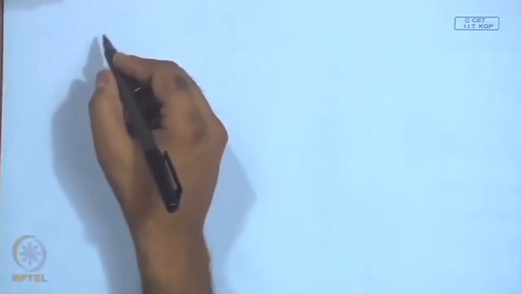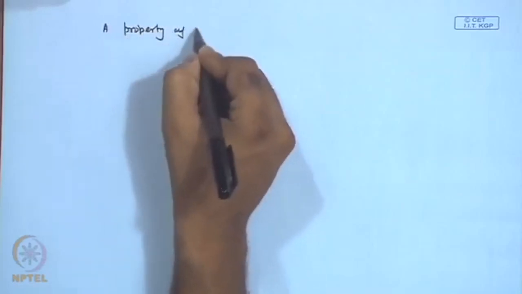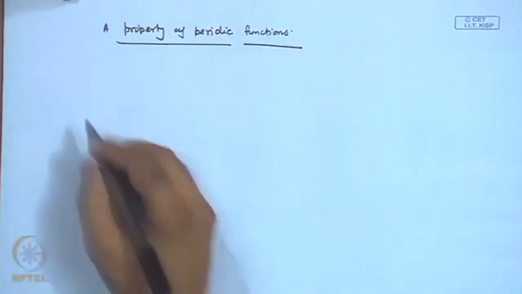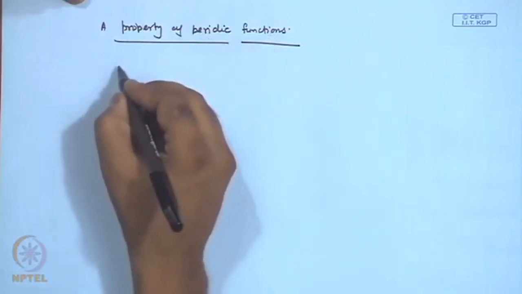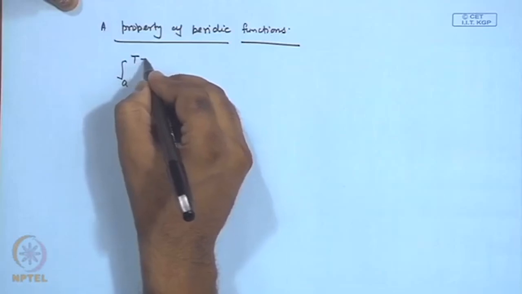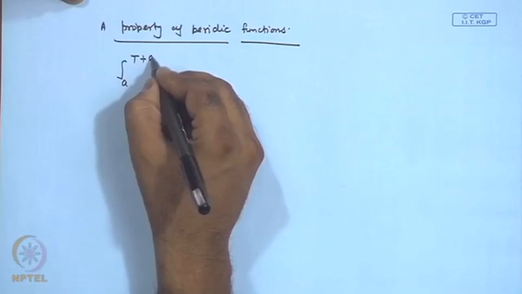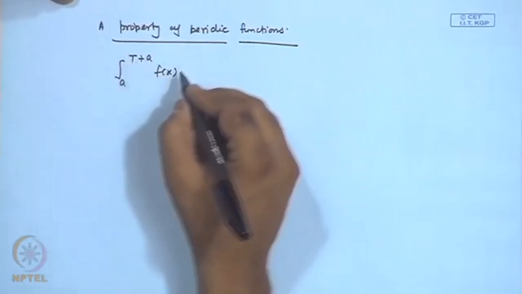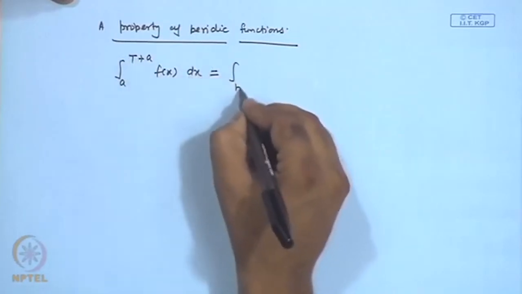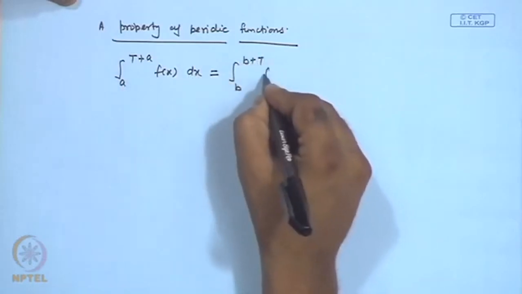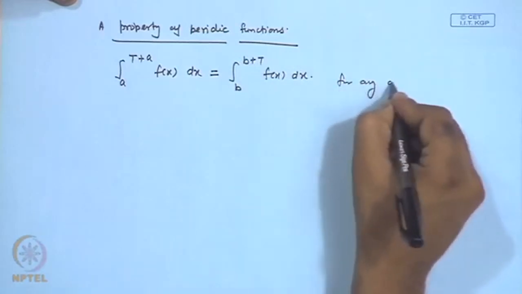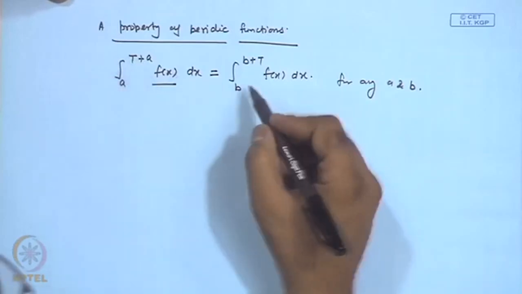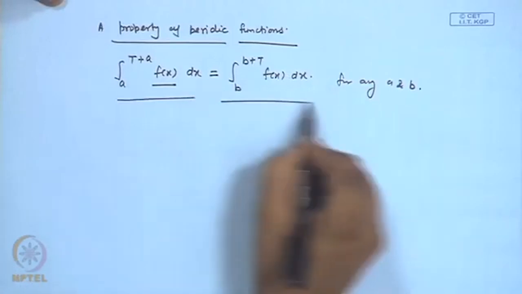Let me introduce an interesting property of periodic functions, which we shall be using in this lecture. If we have a periodic function of period capital T, and the function is integrable, then the integral from a to a plus T of f(t) dt, where we are integrating over this length T, will be equal to the integral from b to b plus T of f(x) dx, for any a and b. So, if a function is integrable on any interval of length T, then it is integrable on any other interval of the same length, and the value of the integral is the same.